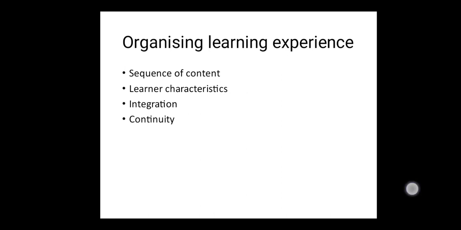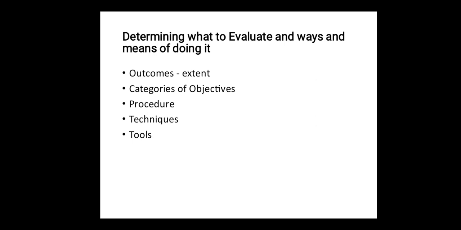So these aspects shall be considered while organizing learning experiences, such as sequence of content, learner characteristics, integration, and continuity. So the seventh step, or the last step proposed by Taba, is determining what to evaluate and ways and means of doing it. That's a comparatively lengthy statement. So what actually do we evaluate from learners, and what ways or what procedure do we follow for that? So that's the seventh step.